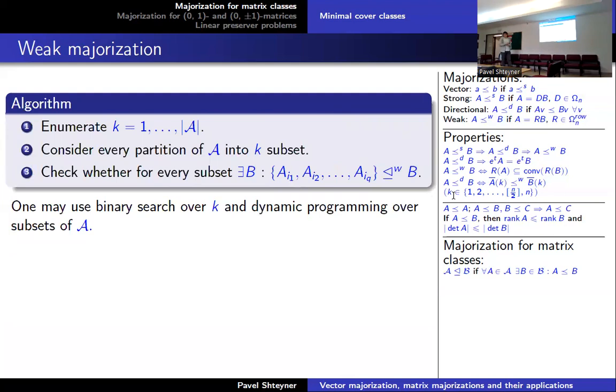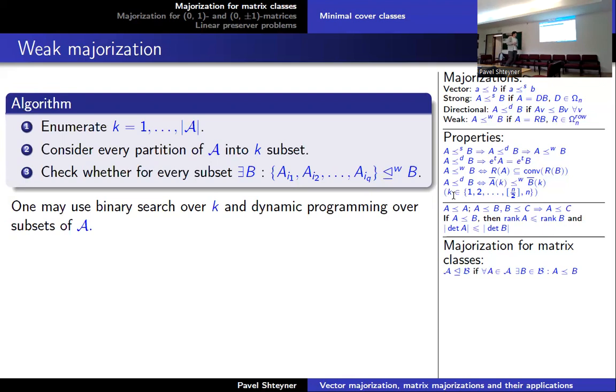That's what we call more or less important when you perform this situation. Okay, thank you. So we can already solve the problem. We try to find the one element covering class, the two element covering class, and so on. And you consider every partition of A into A subsets. And you can check whether the subset is majorized by a matrix, and we provide it.